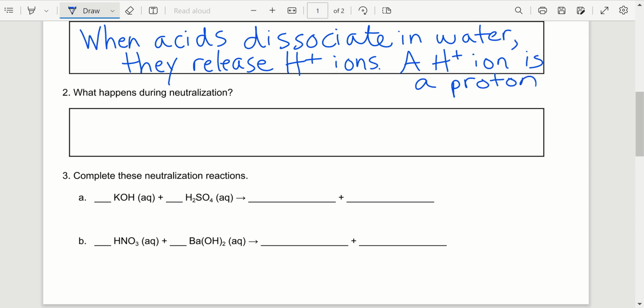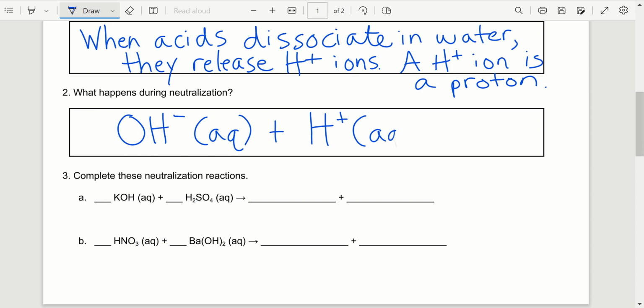So it's the same thing. What happens during neutralization? Okay, so you can write this in words, or I'm going to write an equation. I'm going to have a hydroxide ion, aqueous, meaning it's dissolved in water, combine with a hydrogen ion dissolved in water to form a water molecule, and we use L, liquid, to identify that.